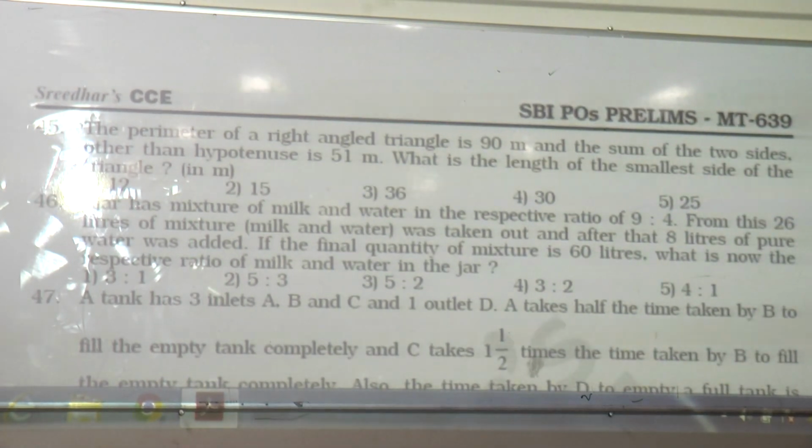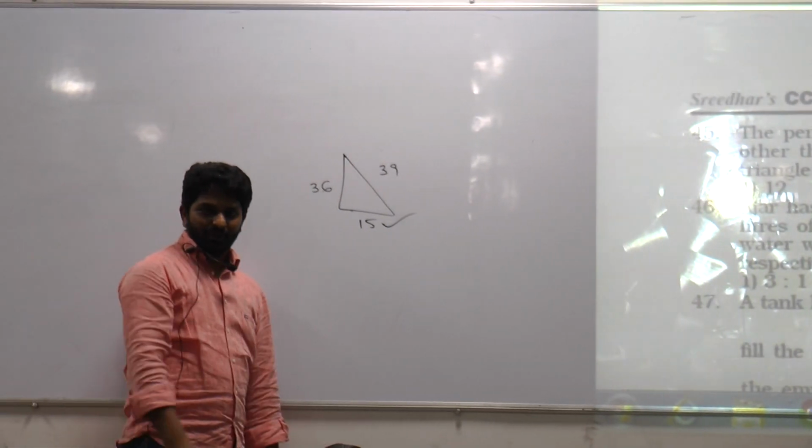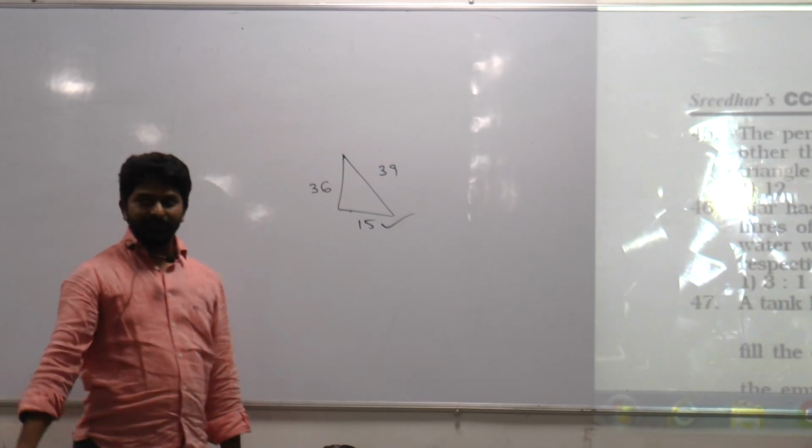If you are not satisfied, see Pythagoras, you know this, right? Opposite side square plus adjacent side square is equal to hypotenuse square. Even if you verify that, you will get the answer.